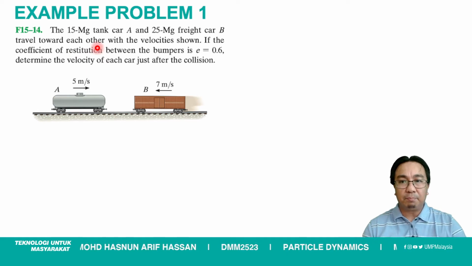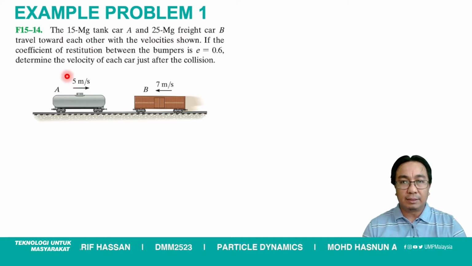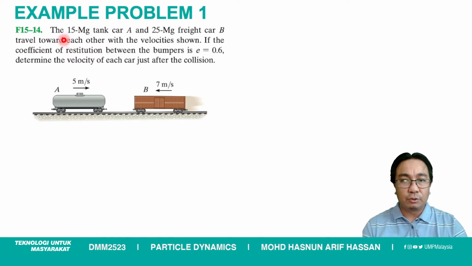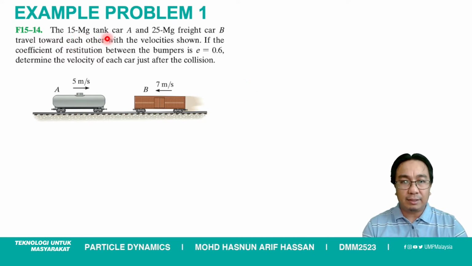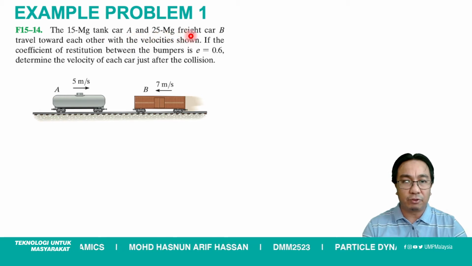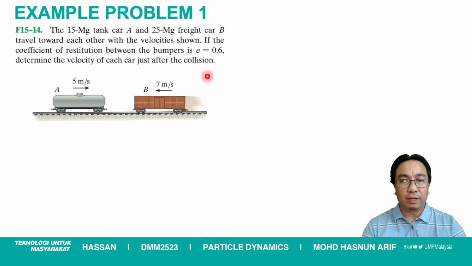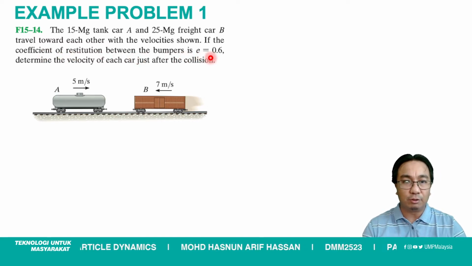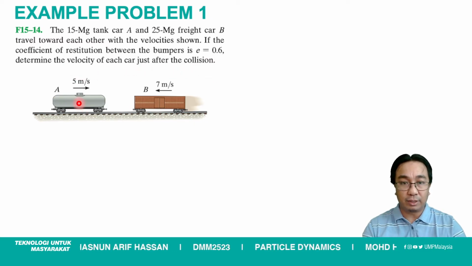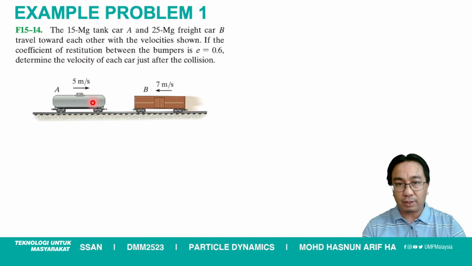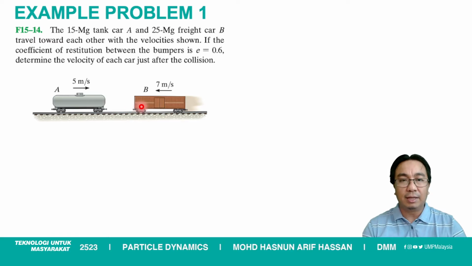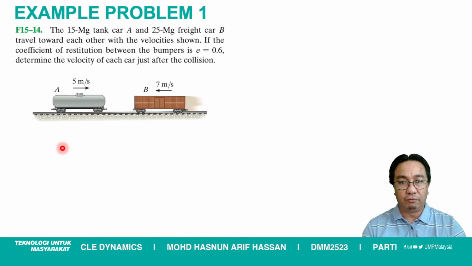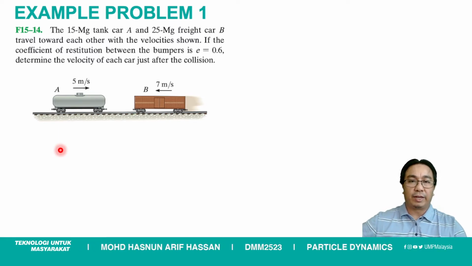Let's look at the example problem to understand better how to solve the problem. The 15 megagram tank car A and 25 megagram freight car B travel toward each other with the velocities shown. So they're going to collide. If the coefficient of restitution between the bumpers is 0.6, determine the velocity of each car just after the collision. They are coming with 5 meters per second for car A and 7 meters per second for car B. After the collision, what would be their velocity? This is what we want to find out.